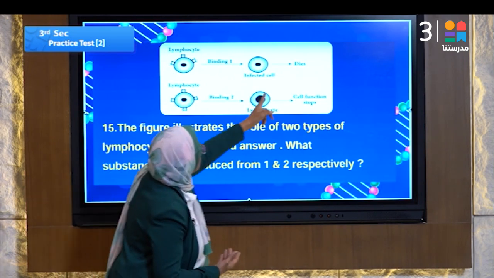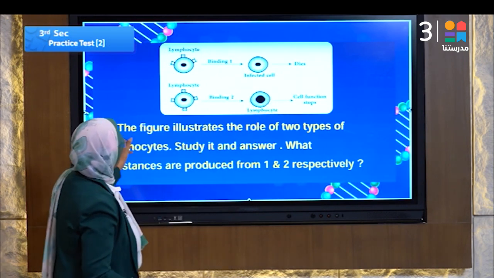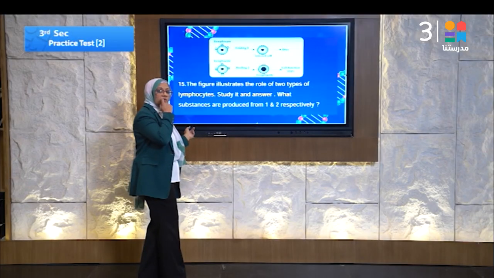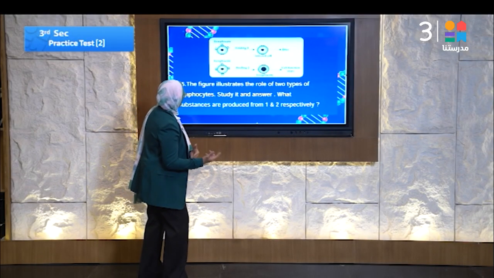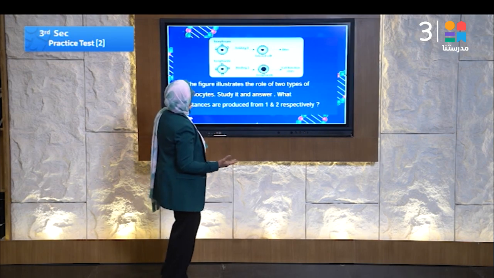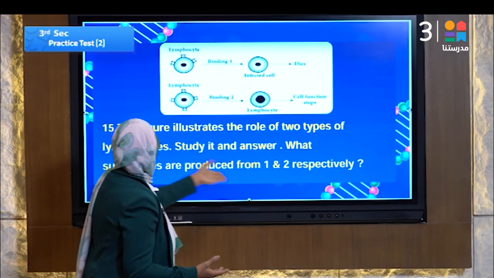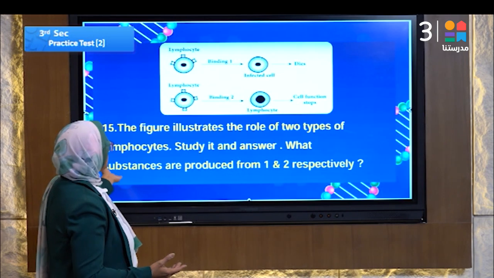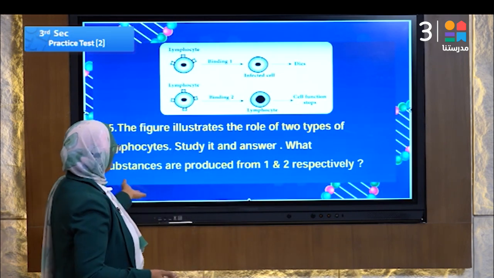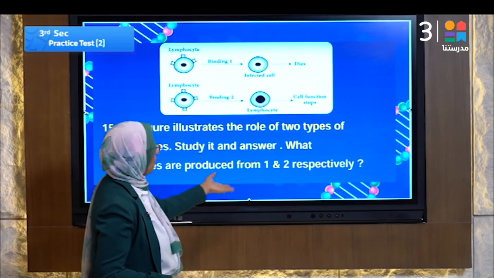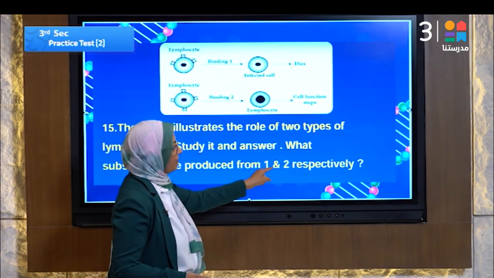Let's read the question to make the decision about what is the answer. The figure illustrates the role of two types of lymphocyte. Study it and answer. What substances are produced from 1, 2, respectively?